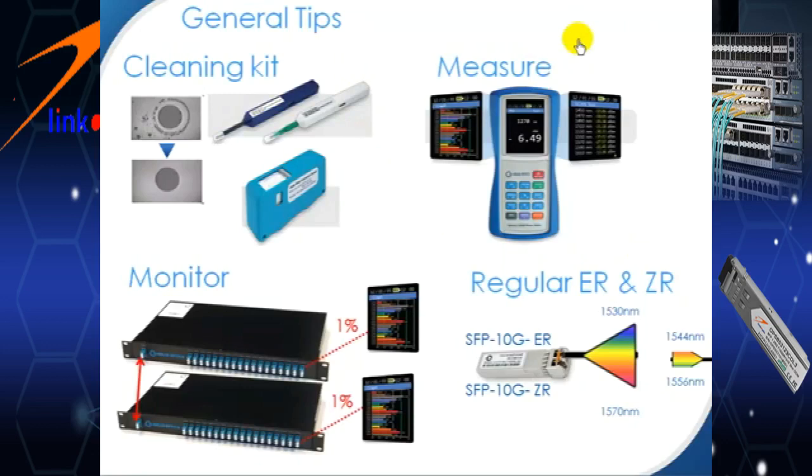Another one is measure. Please make sure you have the appropriate tools for this to measure the CWDM wavelength. Third one is to monitor. All our CWDM muxes come standard with a 1% tap or a monitor port, with which in a live environment you can measure your lights. And a fourth one is don't use regular ER or ZR in a CWDM project. The SFP 10 gig ER or ZR have light between 1530 and 1570, but the CWDM window is only 1544 to 1556 wide.